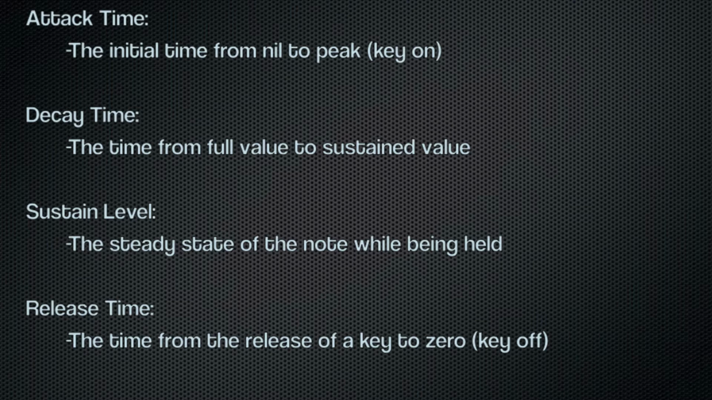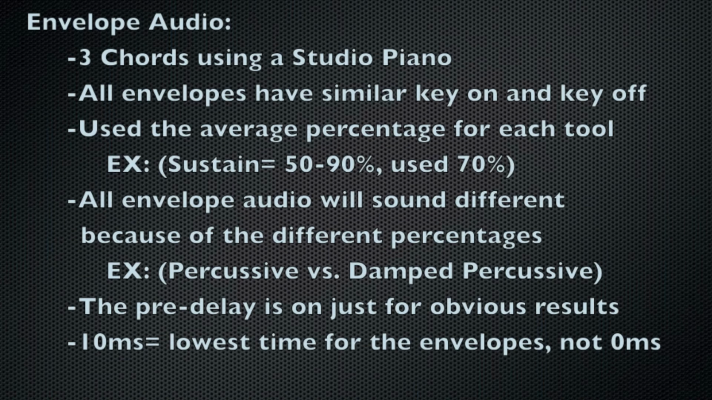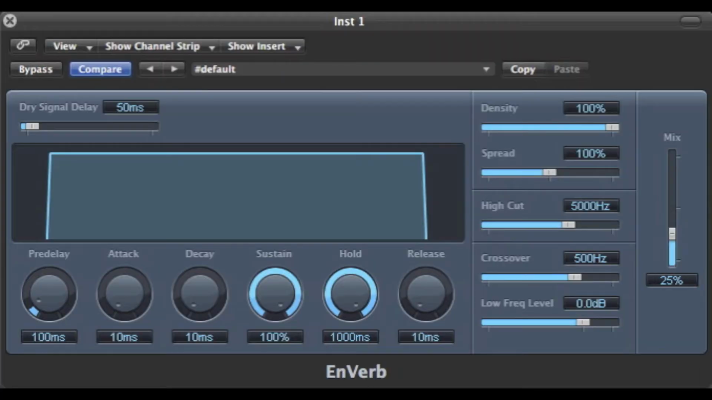Disregarding the notion of an inverted envelope, a regular envelope's motion would show attack time going up, decay time going down, the sustain level at a constant, and release time going down. This is what a switch envelope looks like.